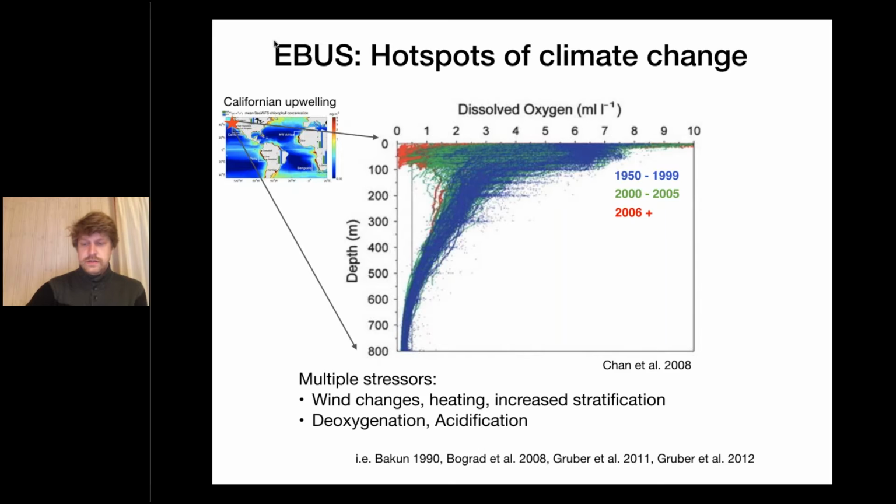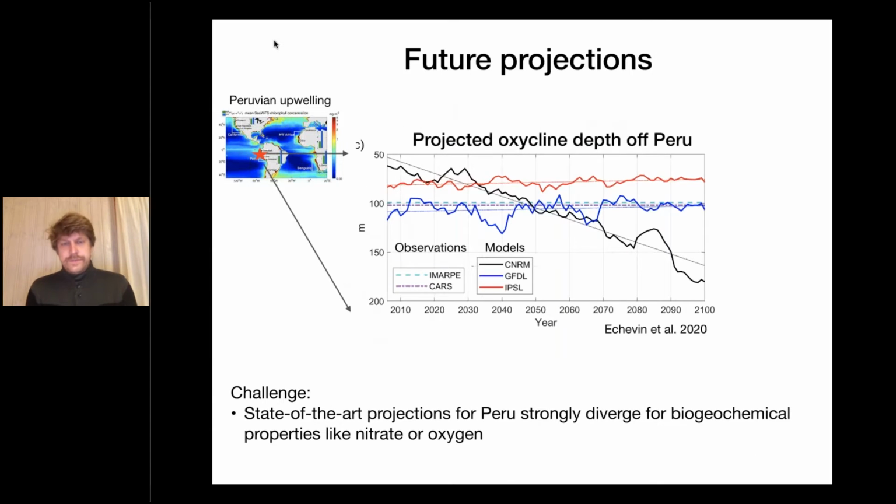But if we look into, say, the best models we have available and try to make future projections, for example, here, for the oxycline depths of Peru, the oxycline is the depth which separates the highly oxygenated water from the surface and the low or zero oxygen water from below. So you can see here, for example, that some models agree quite well with the observed oxycline depths and project not a huge change, and another is a little bit more biased and also doesn't change, and another one shows a huge decline.